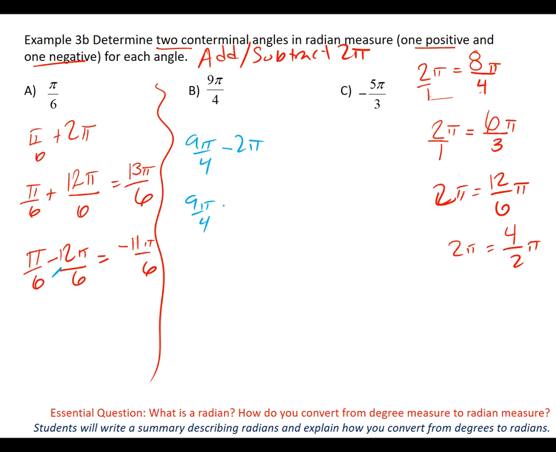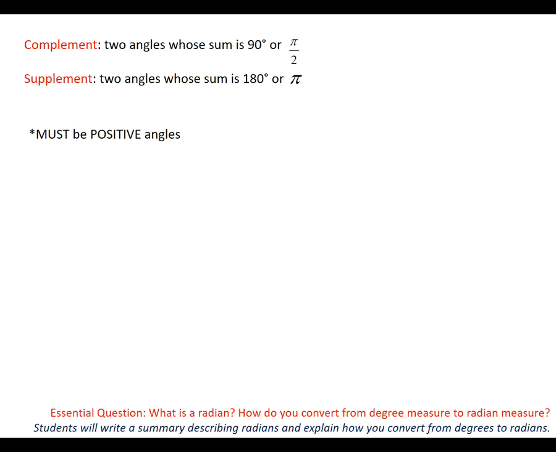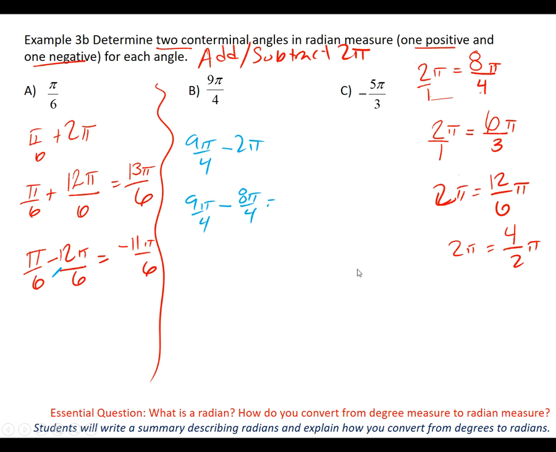What's 2 pi in over 4 world? What do we write down? 8 pi over 4. Okay, so when I do 9 pi over 4 minus 8 pi over 4, what do we get? Do I get a positive or a negative? Positive. So sometimes, depending upon where my angle starts, I might subtract to get the positive. However, if I added first to get the positive, I still have a correct answer. So there's more than one correct answer.